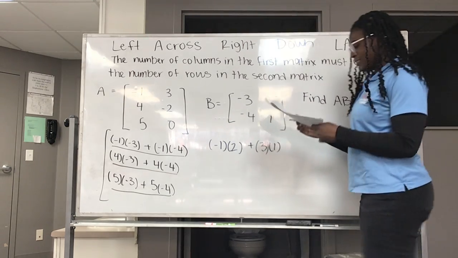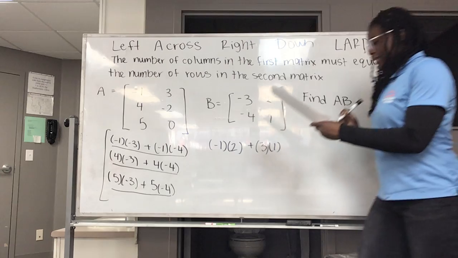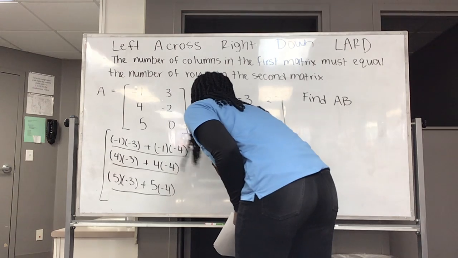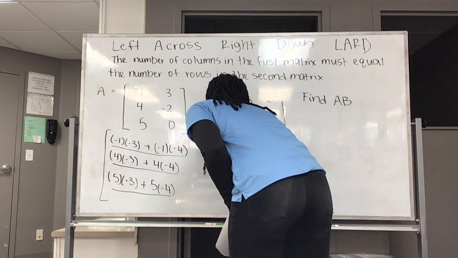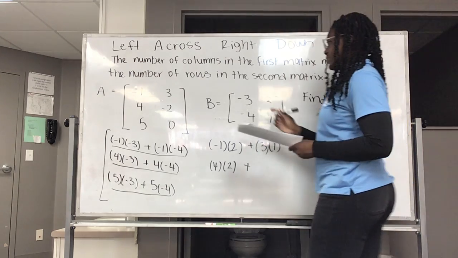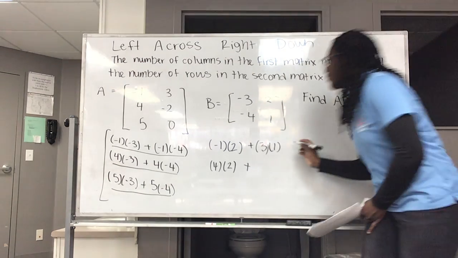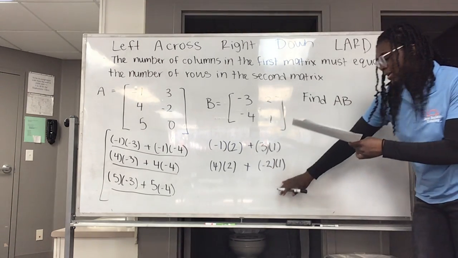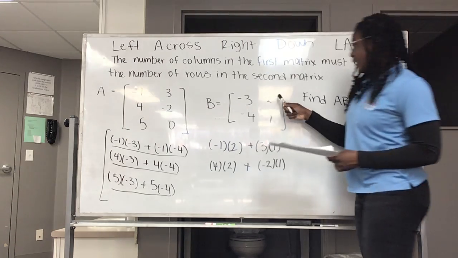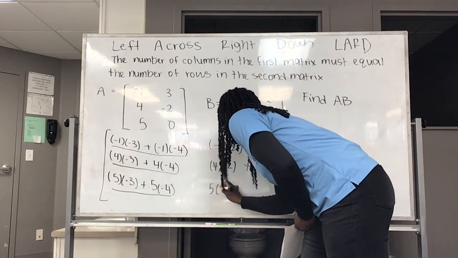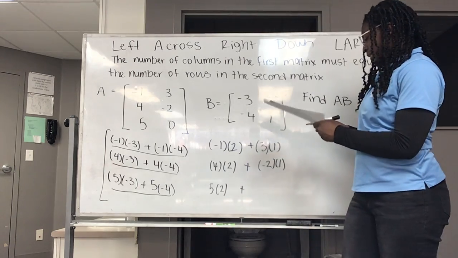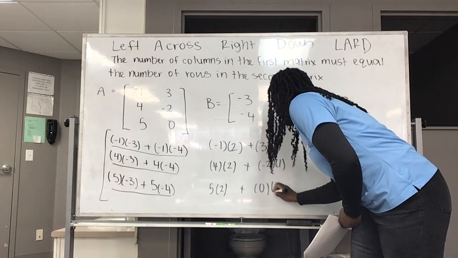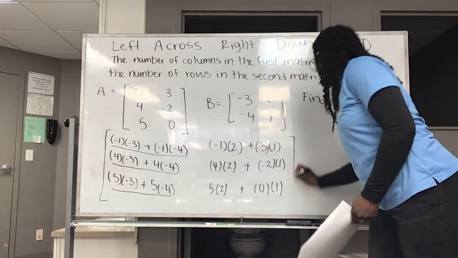But I'm going to do 4 times 2. And then I'll do negative 2 times 1. So I'm moving down. And then for my bottom one, I'm going to do 5 times 2, plus 0 times 1. Okay, so that should be my entire matrix.